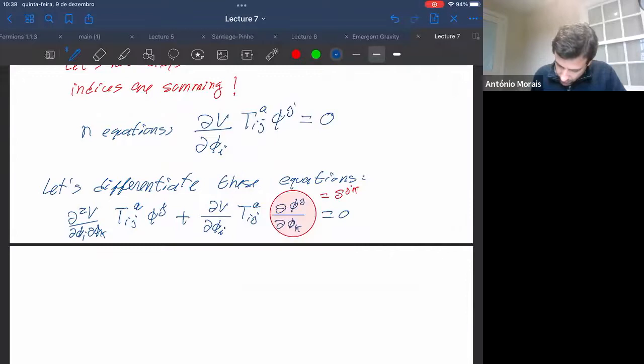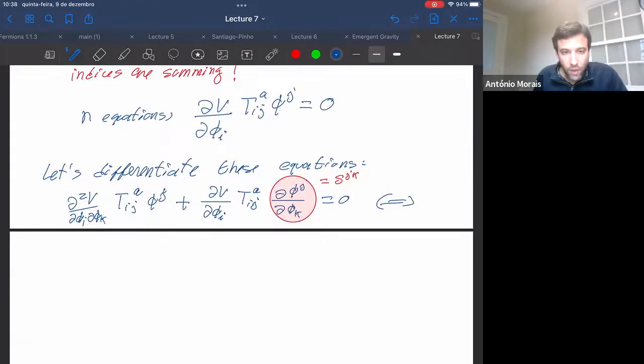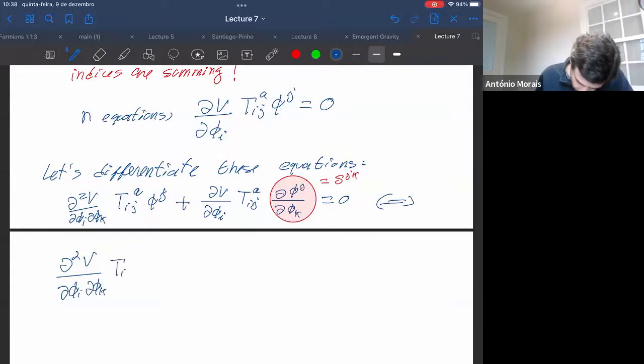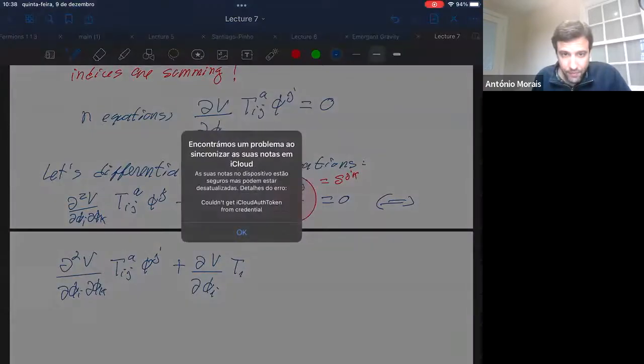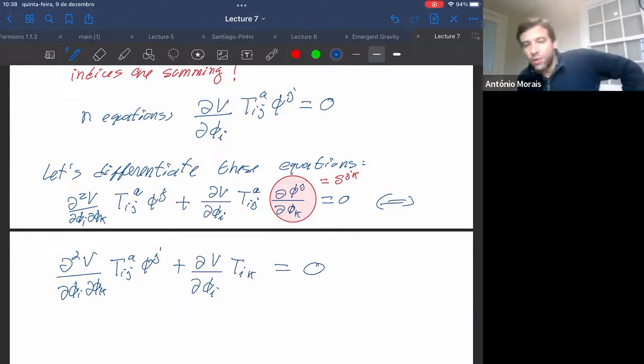So this is equivalent to having the following. In fact, d²V/dφ_i dφ_k T^a_ij φ_j plus dV/dφ_i T^a_ik equal to 0.